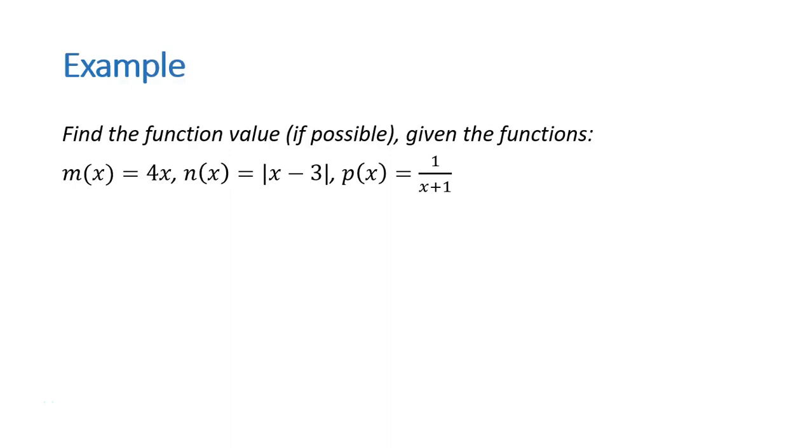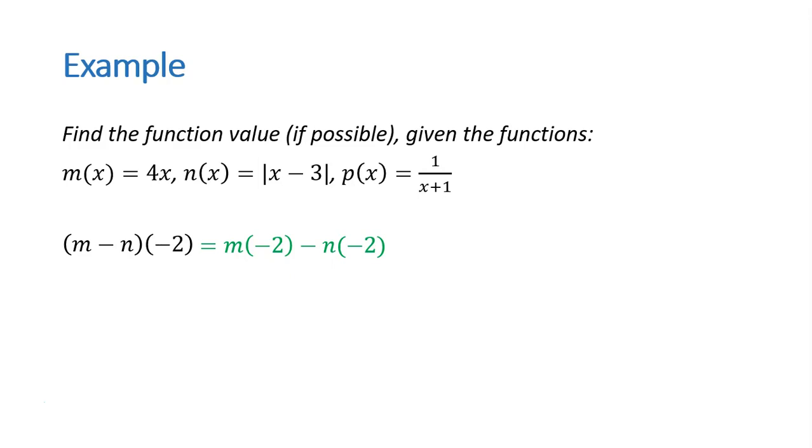So let's try one. We want to find the function value, if possible, given the three functions m of x, n of x, and p of x as defined. The first thing we want to find is m minus n of negative 2. So we're combining the functions m and n with the algebraic operation of subtraction. It's easiest just to break this down into two separate pieces. If we're taking m minus n of negative 2, that's the same way of saying m of negative 2 minus n of negative 2.